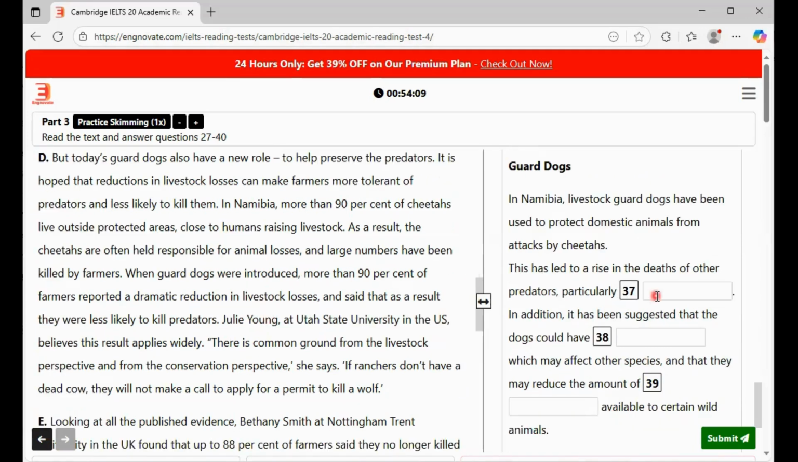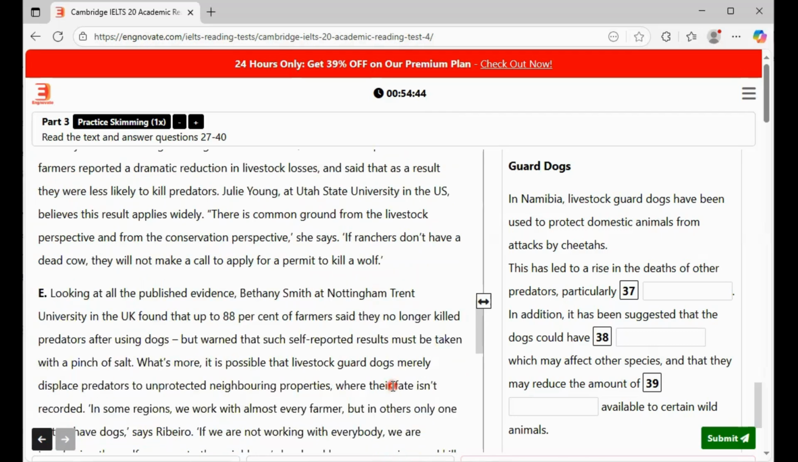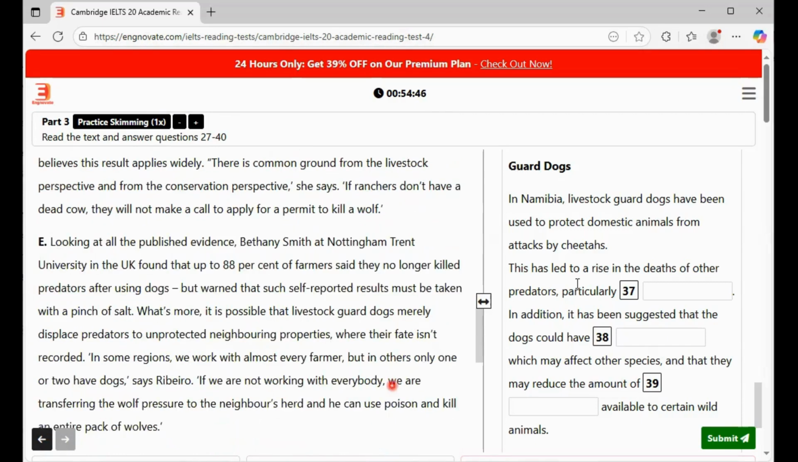Particularly dash. If ranchers don't have a dead cow, they will not make a call to apply for permit to kill a wolf. Particularly wolf. Is it wolf? This has led to a rise in the deaths of other predators. 90% of farmers reported as a result. This thing, it's not wolf. Let me check further. Cheetah.